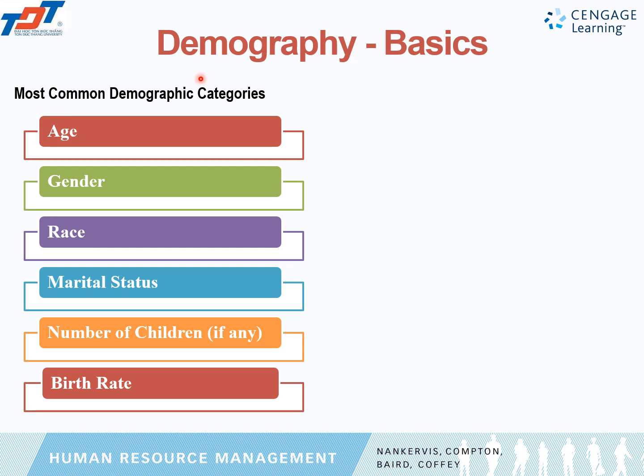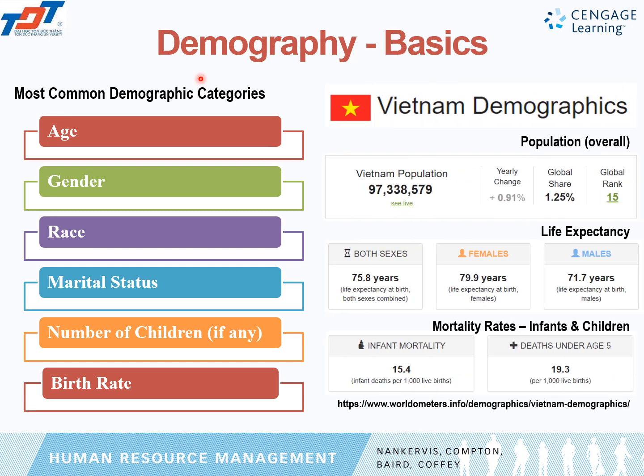In this particular case, I've used Vietnam as an example, and I've actually relied on a different source, not Wikipedia, for a great number of reasons. But anyways, the first thing I would usually look at is the total number of people living in the country. So in the case of Vietnam, we have almost 98 million people.